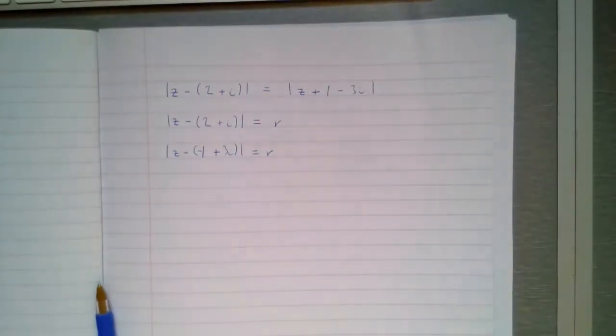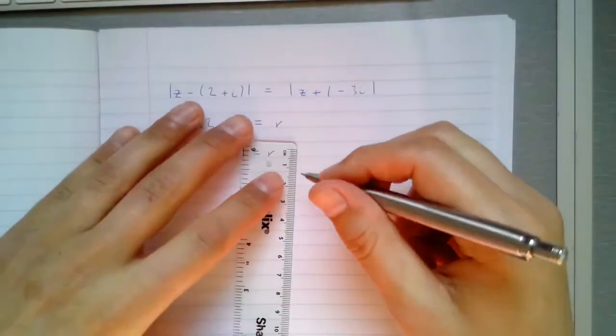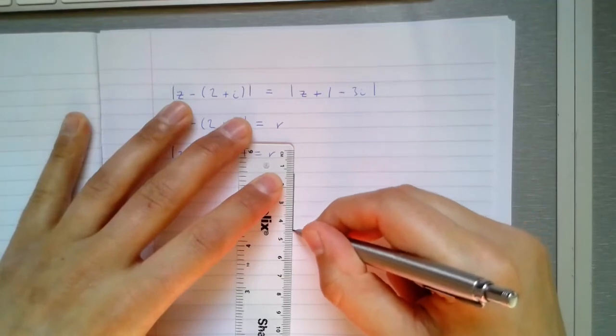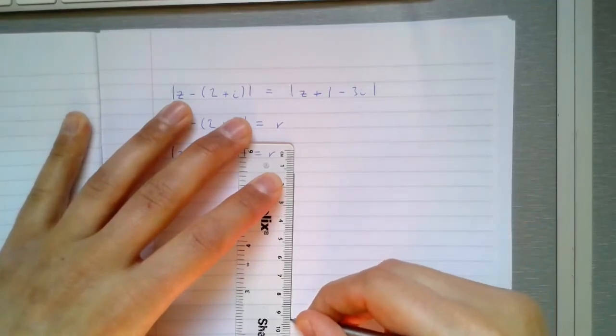So what we're going to do is we're going to just draw these, and I've nipped downstairs and got a compass. So let's see if we can do this. 2, 3, 4, 5, 6.